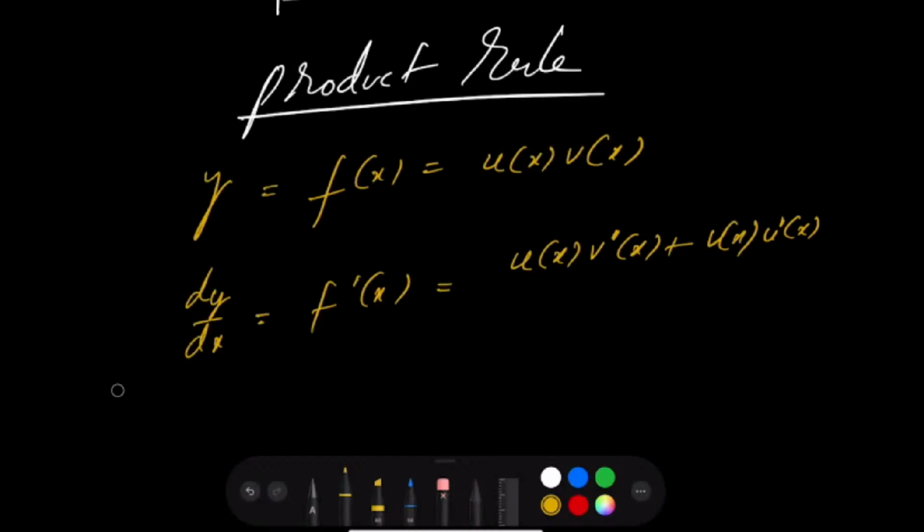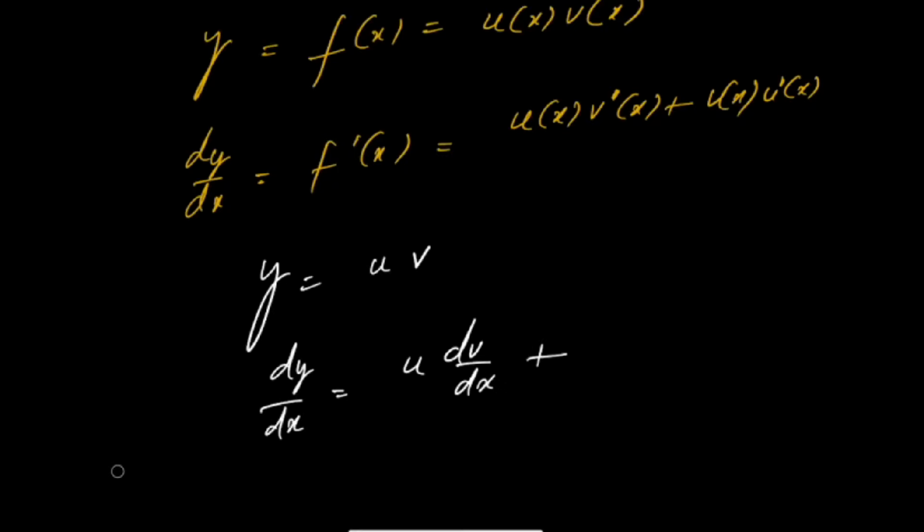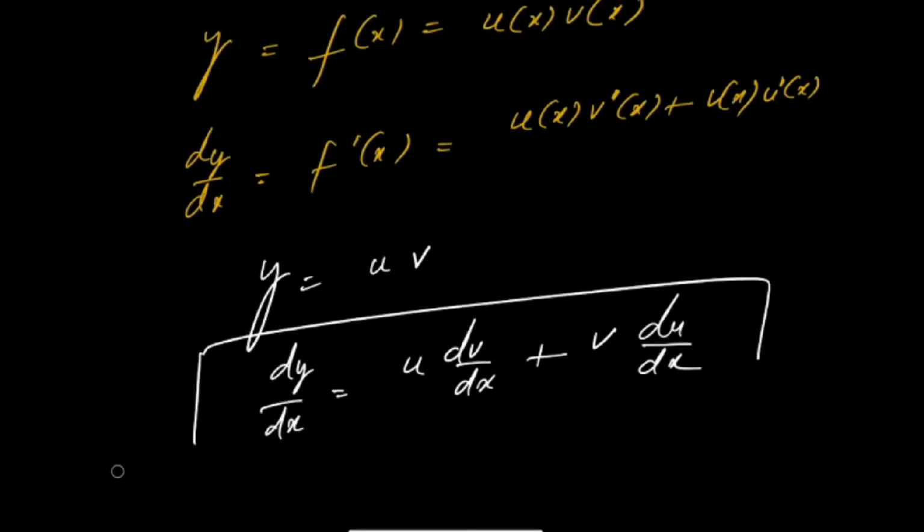So this is the product rule. In other words, if y is equal to u into v, then dy by dx is equal to u into dv by dx plus v into du by dx. Okay, this is the product rule. I'll first show an example and then prove why this is true.